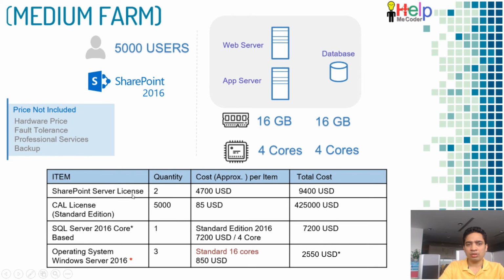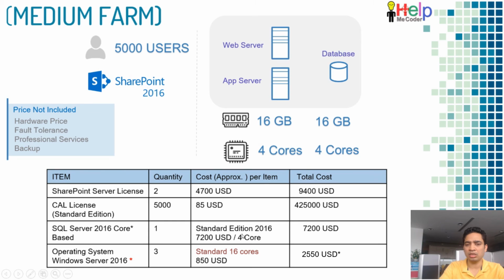For SharePoint server licenses, we will need two quantities over here, one for the web server and one for the app server. So that's why 4,700 into 2. And for CAL licenses, we have 5,000 users, so approximately 5,000 into 85 USD per license for standard. So this is the cost. And SQL Server 2016 core based. So this one is core based. Still, we require only one for the database.